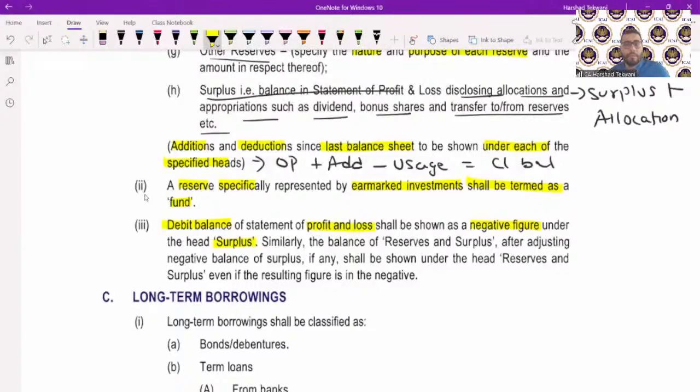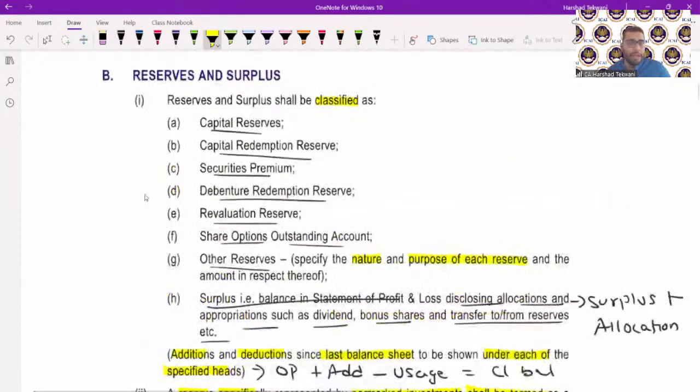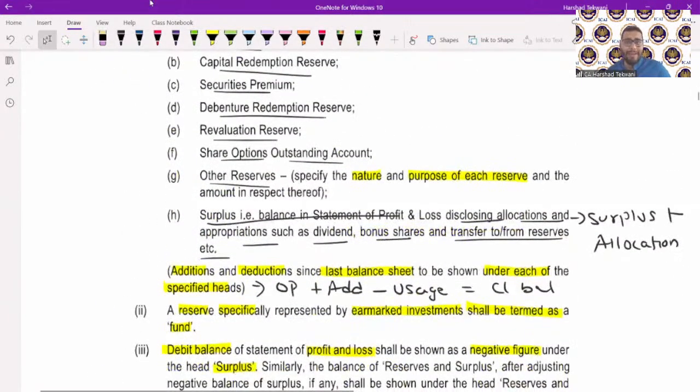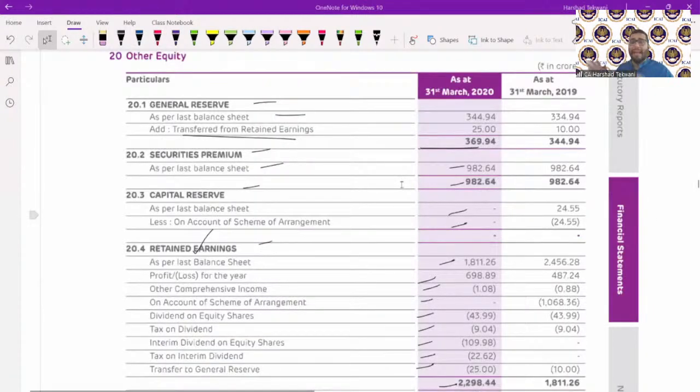Any doubt till now? I'll show you one example of reserves also so that it will be easy for you to understand. See, again, this is the NDS balance sheet, but I'm just trying to cross-reference what I'm discussing with how a disclosure is made.